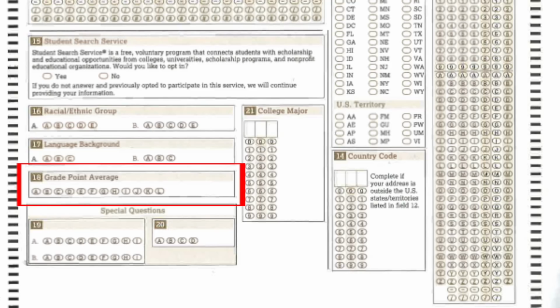In Field 18, refer to your instructions booklet and fill in your best estimate if you do not know your exact grade point average. Please look up when you are finished.